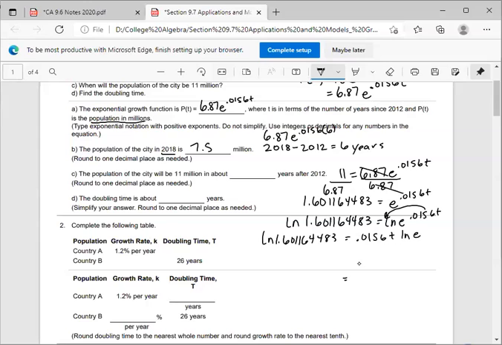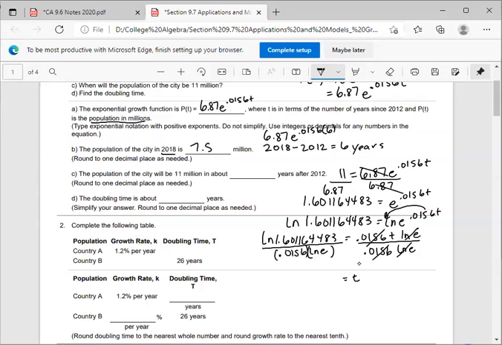I want my answer to give me t. So that means I need to divide by everything that's not t. I need to divide by 0.0156 and natural log of e. Remember that the natural log of e is just 1, so you really don't need it. But I'm just trying to make sure I'm showing you all the steps. So this is going to cancel, this is going to cancel, and whatever this is should be my answer. So this times the natural log of e, which is just 1.